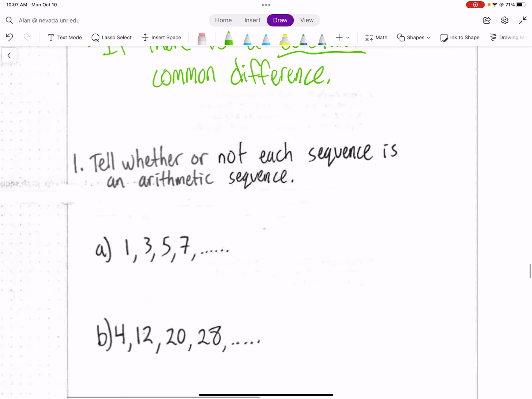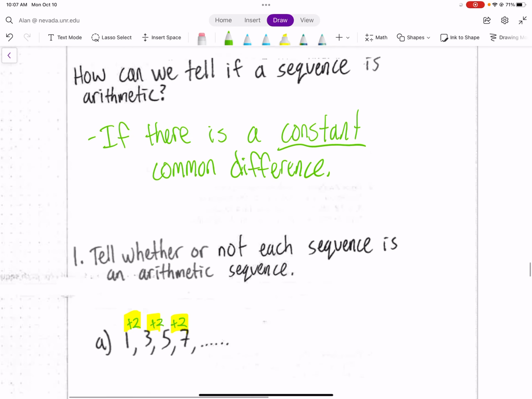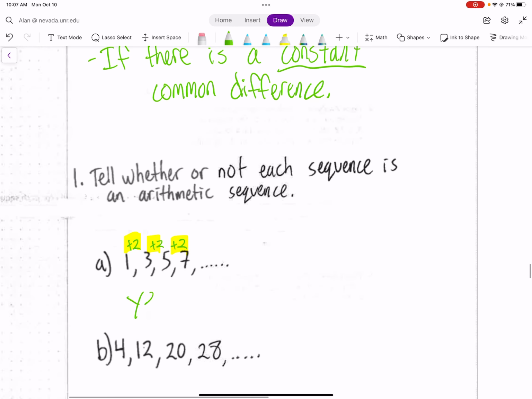So we need to find our common difference. To get from 1 to 3, we add 2. From 3 to 5, we add 2. And from 5 to 7, we add 2. Do we have a constant common difference? Do we add 2 every single time? Yes, we do. So what is our conclusion? That this is, yes, it is arithmetic. And we can write the common difference. D is 2.